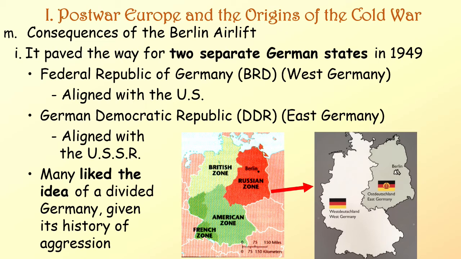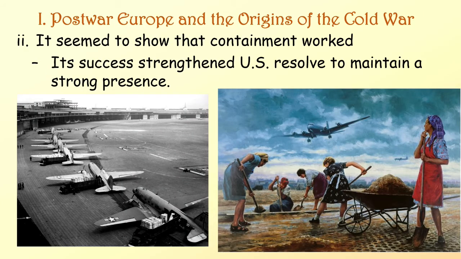The Federal Republic of Germany, known as the BRD, Bundesrepublik Deutschland, which we also call West Germany, was aligned with the U.S. And then you had the German Democratic Republic, the Deutsche Demokratische Republik, which we called East Germany, and that was aligned with the USSR. A little known fact, many people liked the idea of a divided Germany, given its history of aggression. Also, the Berlin Airlift seemed to show that containment worked.